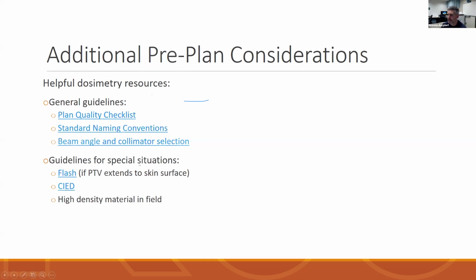And then also some guidelines for special situations. If the PTV extends to the surface, you may want to consider adding flash to your VMAT plan. If the patient has an implanted electronic device, you'll want to make some additional considerations in your planning, especially with what energy you're using and how you avoid delivering any dose to that electronic device. And then finally, if there's any high density material in the field, there may be some additional considerations that you take before you start your plan.